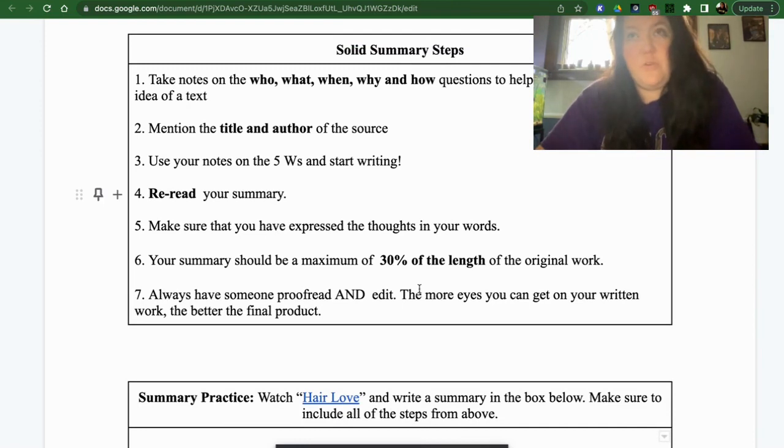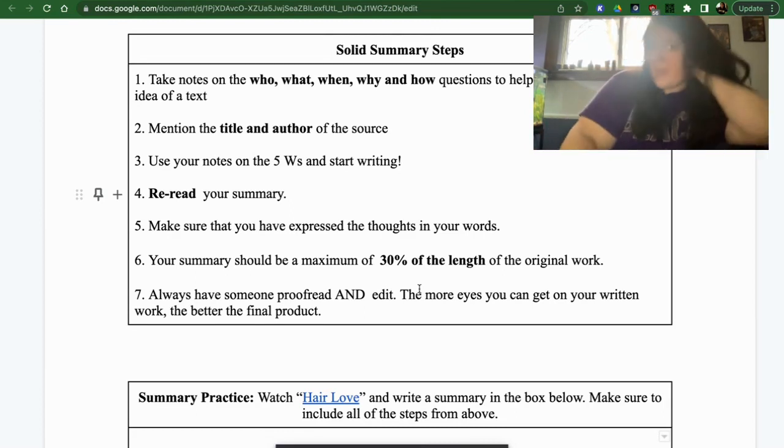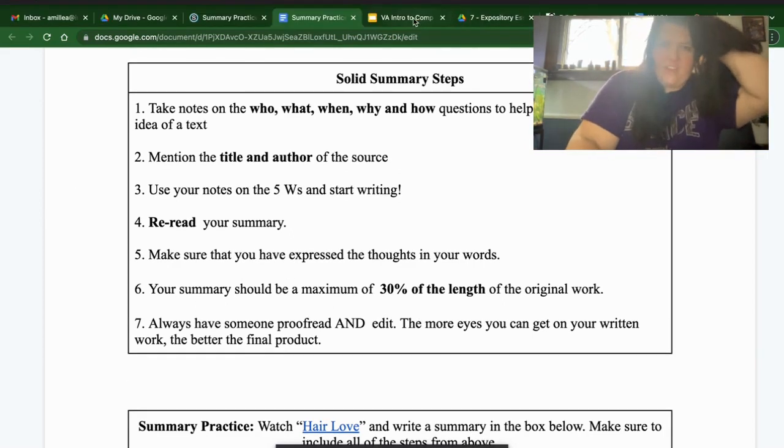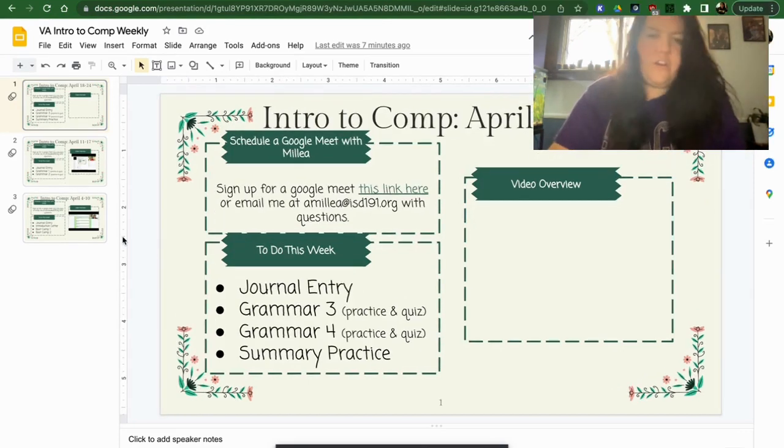Eventually we'll get into review writing, which is like, what did you think of this album, movie, book, etc., which is kind of an intense skill. So we'll be working on that. But I think that's everything I need to go over this week. All you got to do is your journal entry, the 2 grammars, grammar 3, grammar 4, and then your summary practice assignment for Hair Love.